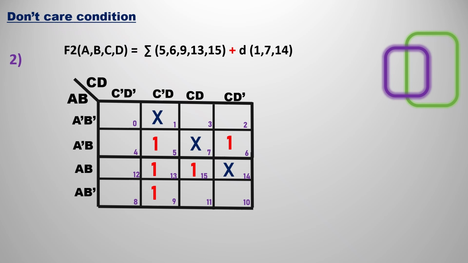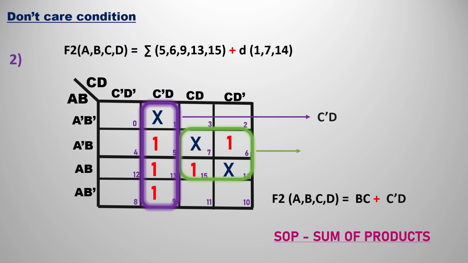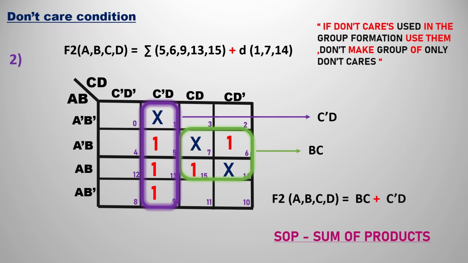So 5, 6, 9, 13, 15. The don't care terms are 1, 7, 14. So fill according to that, I have filled x there. Now you can cleanly observe that C bar D is one of the groups, that is vertical, and 7, 6, 15, 14 can be made as a group, that is green. So that output would be BC, and the purple one's output would be C bar D.